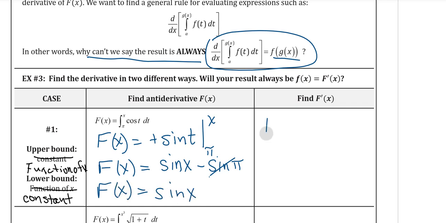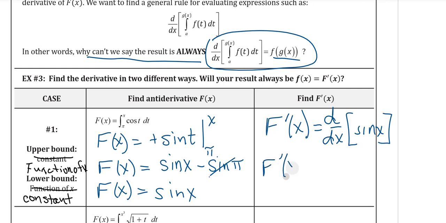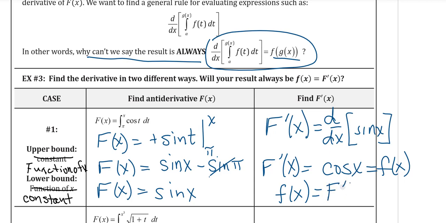Now the question is, if we take the derivative of our capital F of x, is that going to give us our f of t, or little f of x? So we are going to take the derivative of sine of x. And if we do that, F prime of x is going to be cosine x, which is of course equal to our f of x. So in this case, we have that f of x is equal to F prime of x. So that one does work.